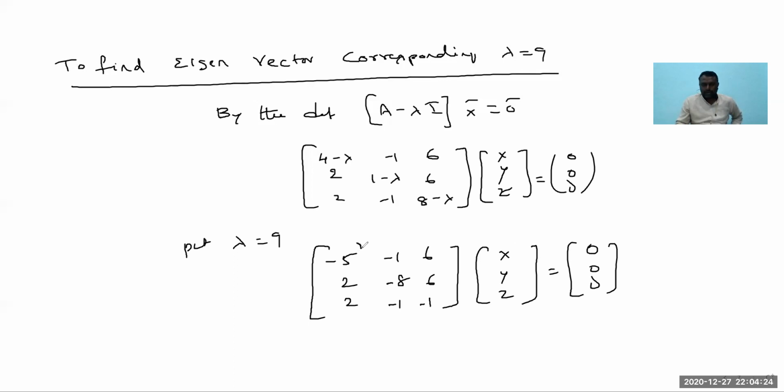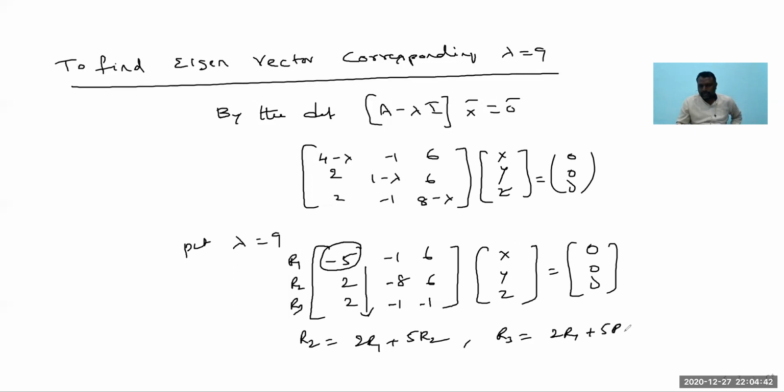So, around the first element, make the terms below it 0. Lambda equal to 9 appears one time. The rows are R1, R2, R3. R2 becomes 2 R1 plus 5 R2, and R3 becomes 2 R1 plus 5 R3.